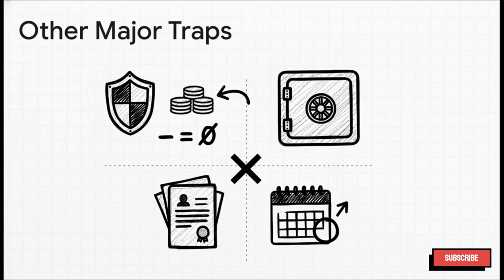So, the crucial point here is to avoid these other major traps as well, because I really want to support you in getting this right from the start. First off, tax-exempt does not mean tax-free. You still might have to pay taxes if you have employees or say you make money doing things that are totally unrelated to your main mission.